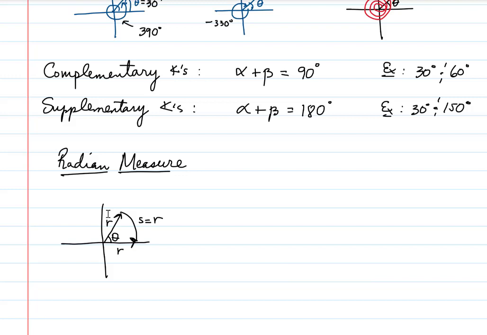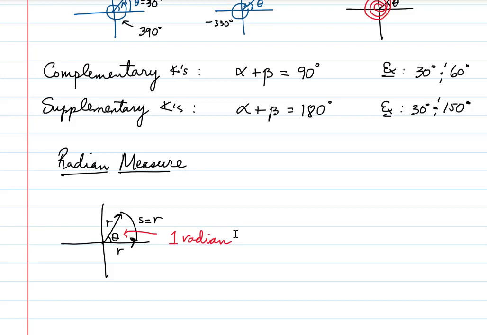Now notice how this does not depend on what R is. As long as you make this arc length the same as the length of the ray, then this is going to work. So when you have that setting right there, the angle that is in here is 1 radian. Okay, so that is the definition of a radian here.